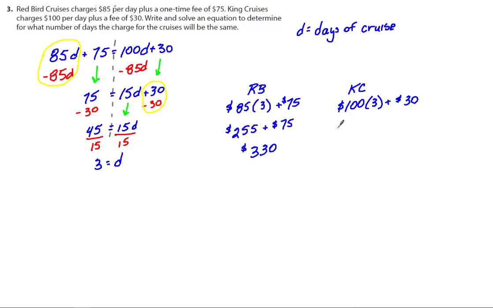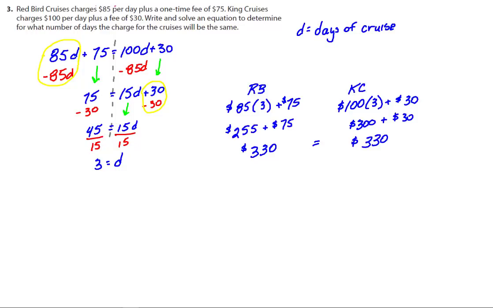They charge you $75. You're probably asking, well, wait a minute, those guys at Redbird only charge me $85 a day. You charge me $100. But in any case, so 100 times 3 days, that's going to be $300 for daily cruises, plus the one-time fee. 300 plus the 30 also gives us $330 for 3 days.